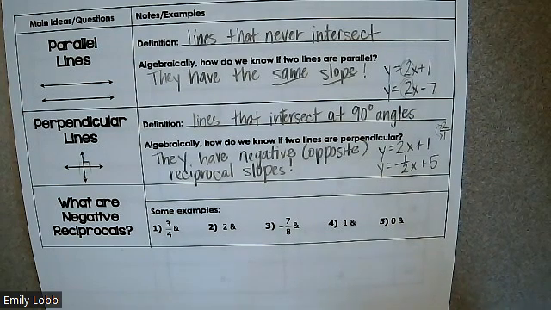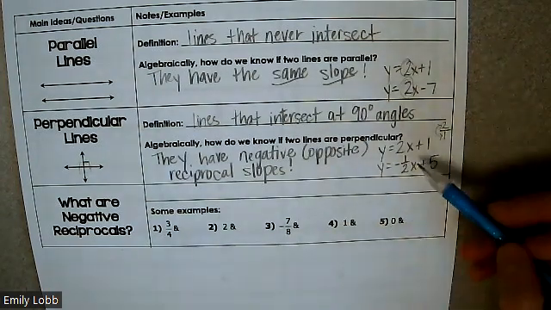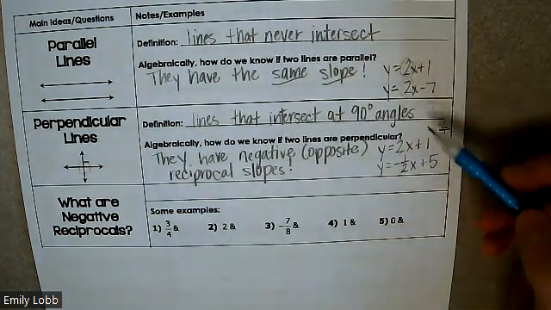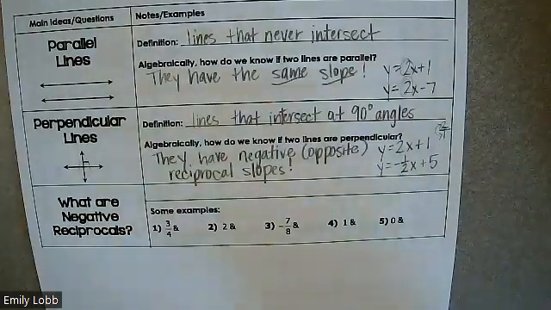Parallel. They're not parallel, they're what? Perpendicular. So perpendicular is opposite reciprocals, parallel, they are the same. Okay? So let's practice a little bit with negative reciprocals.